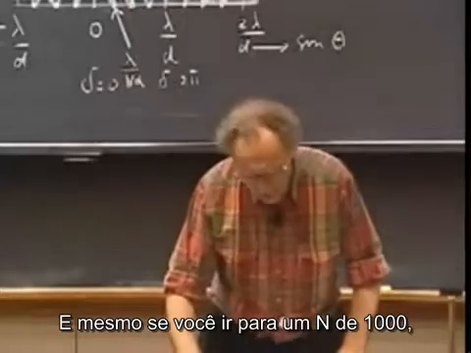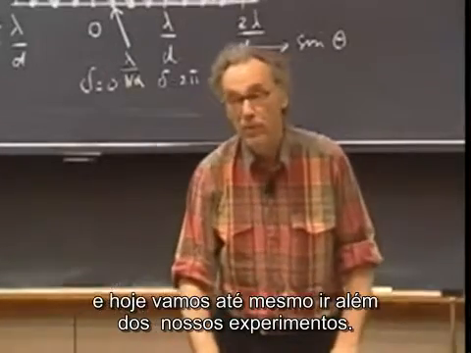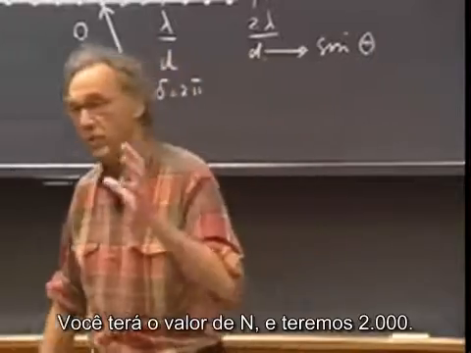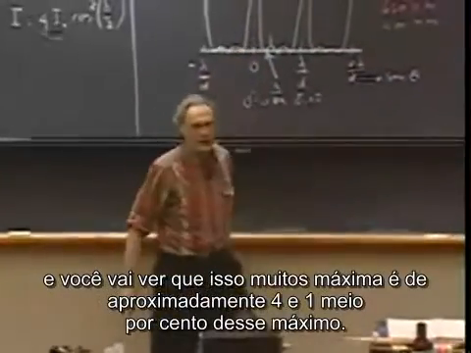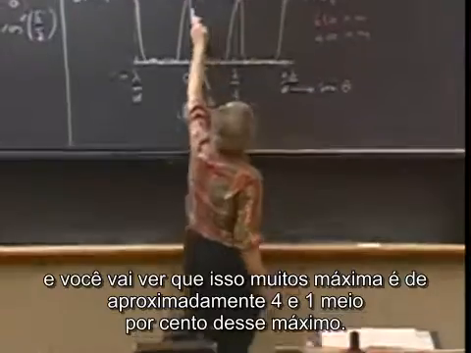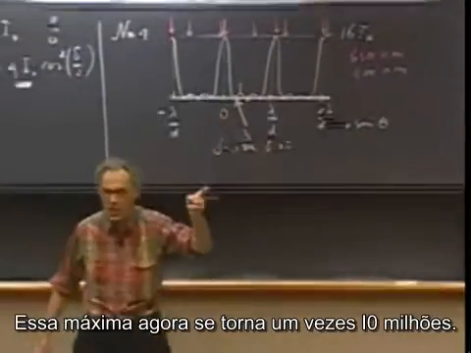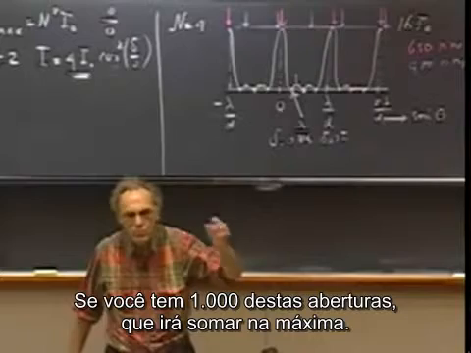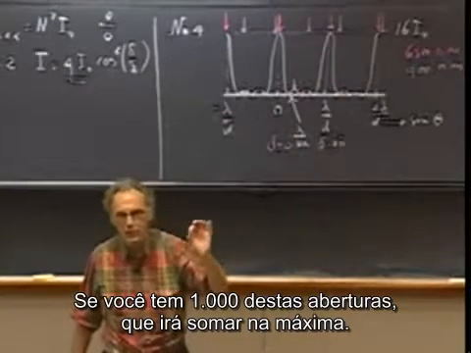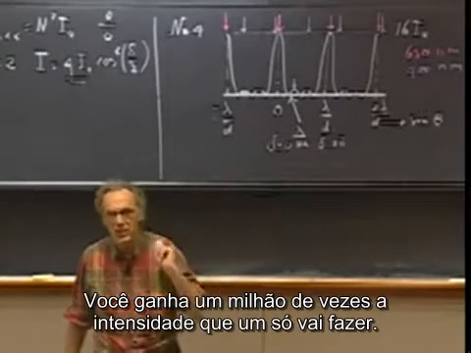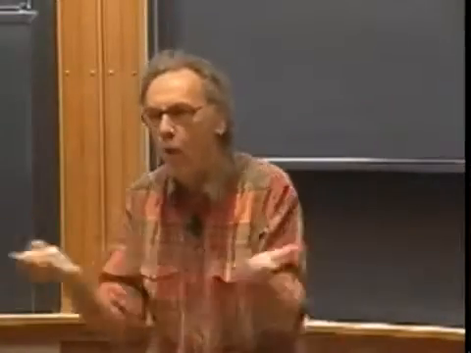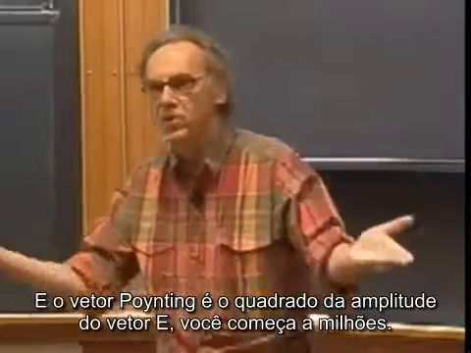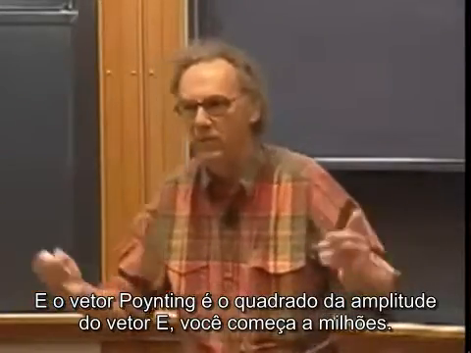And even if you go to an n of 1,000, and today we will even go beyond that with our experiments, we'll have capital N up to 2,000. If you make capital N 1,000, you can redo all this, and you will see that this mini maxima is roughly 4.5% of this maximum. That maximum now becomes 1,000,000 times I0. If you have 1,000 of these openings, they will add up at the maxima. You get 1,000,000 times the intensity that one alone would do. The reason is obviously you get 1,000 times the E vector, and they're all in phase with each other, and the Poynting vector is the square of the amplitude of the E vector. You get the million.